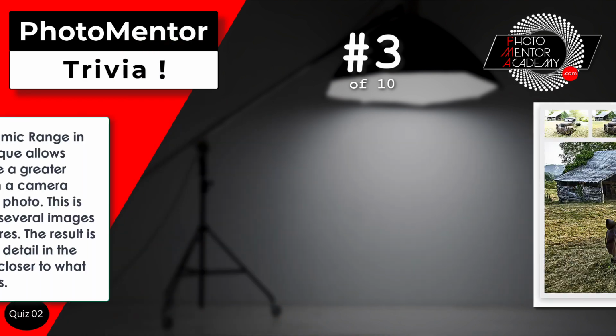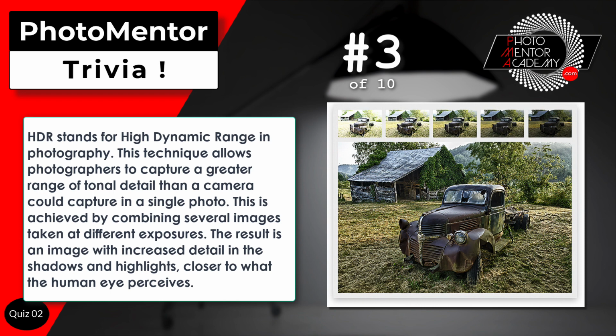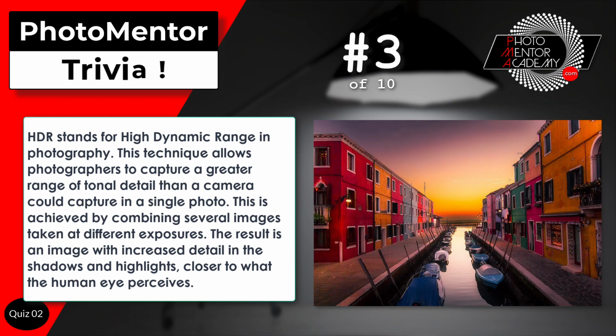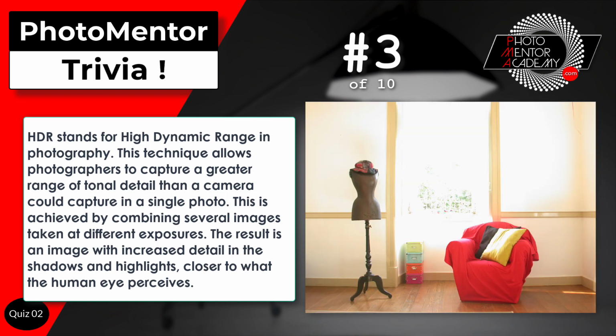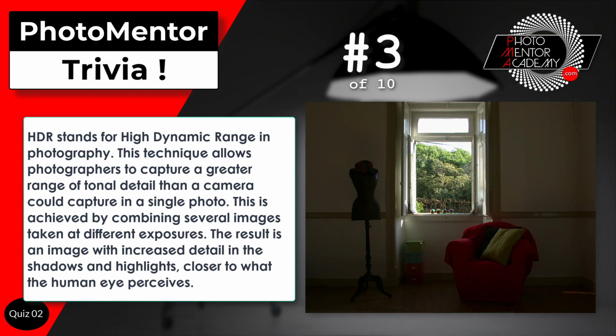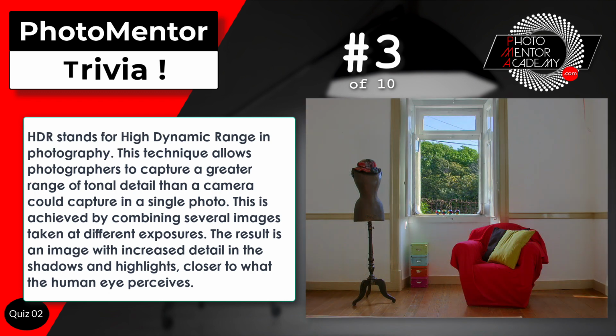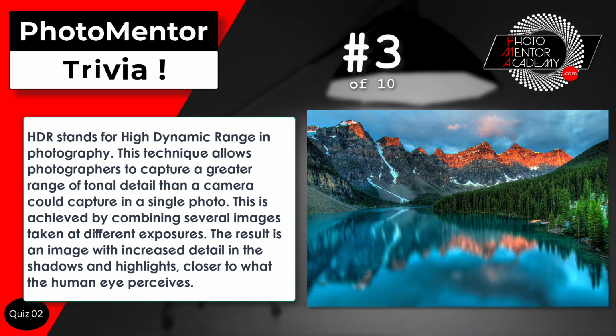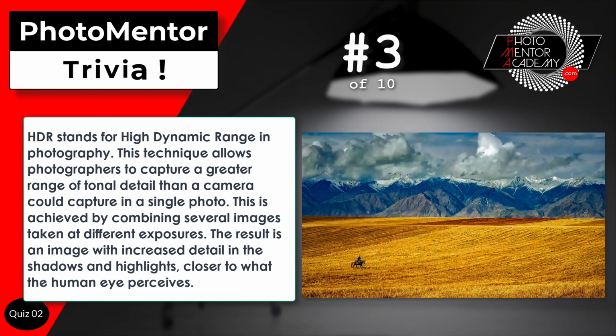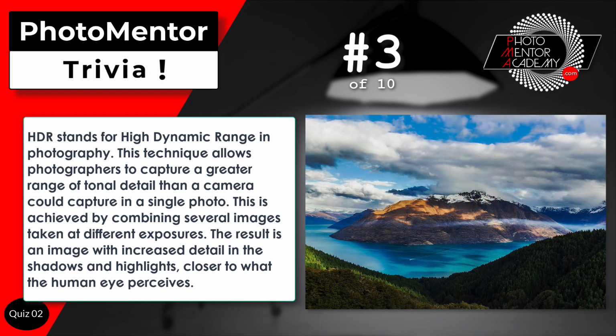The correct answer is B. High dynamic range. HDR stands for high dynamic range in photography. This technique allows photographers to capture a greater range of tonal detail than a camera could capture in a single photo. This is achieved by combining several images taken at different exposures. The result is an image with increased detail in the shadows and highlights, closer to what the human eye perceives.